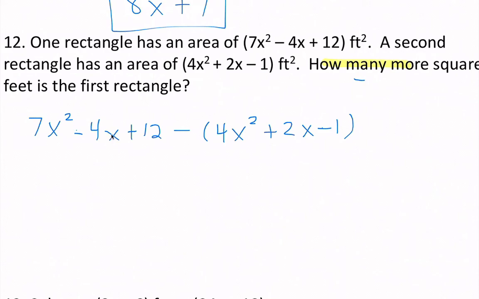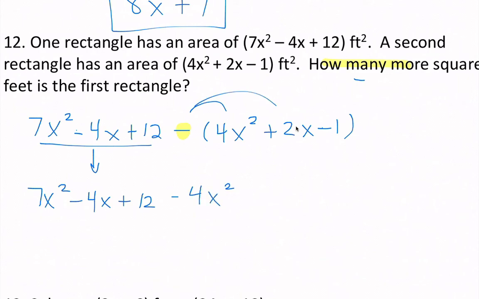So I take my big rectangle, subtract my small rectangle, and that's going to tell me how much bigger it is. So this piece right here will drop down. And I have to distribute this negative, which remember is going to make everything opposite. The opposite of my 4x squared is going to give me a negative 4x squared. The opposite of a plus 2x is a minus 2x. And the opposite of a minus 1 is a plus 1.